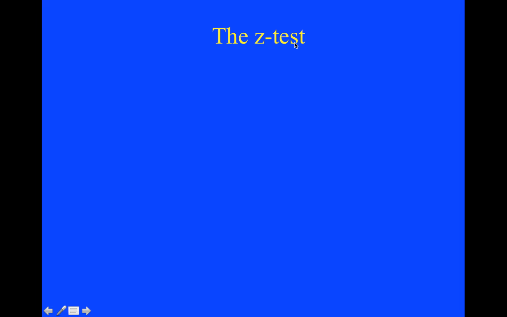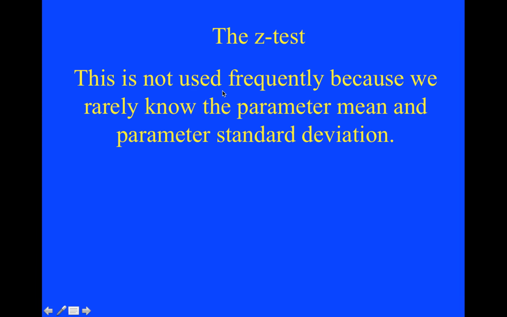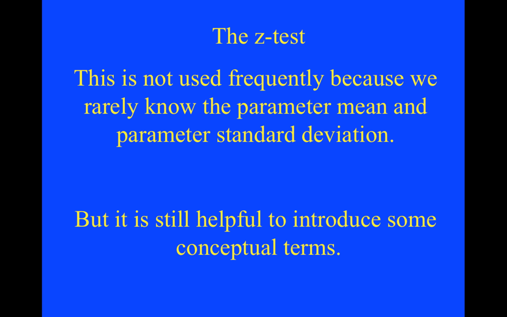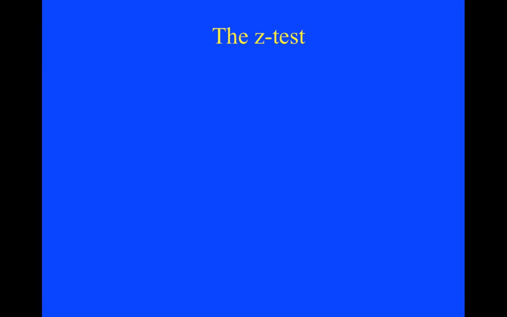And the first statistical test that we're going to talk about in doing that is called the z-test. This is not used frequently because we rarely know the parameter mean and the parameter standard deviation in any population of interest. We don't know those parameters. In the z-test, we have to know those parameters in order to do the test. But it's still helpful to introduce some of the conceptual terms, and you see what the statistical test is like.